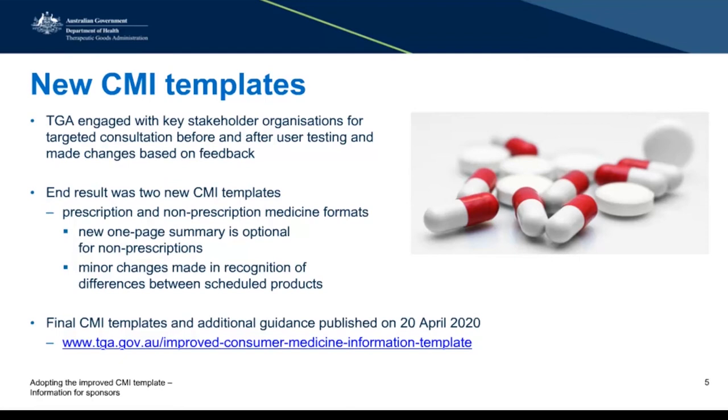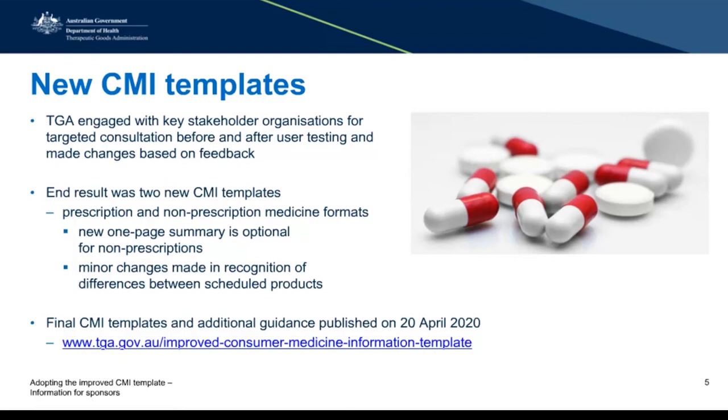So as Sylvia had indicated in the intro, one of the biggest changes was that there was a new 1-page summary. That 1-page summary was determined not necessarily appropriate for all non-prescription medicines, and as such it's been determined that that should be optional for non-prescription medicines. It's still encouraged. It was user tested and found to be very valuable and appreciated by consumers. So if your product is a non-prescription medicine, you can still have a summary. You're just not required to have one.